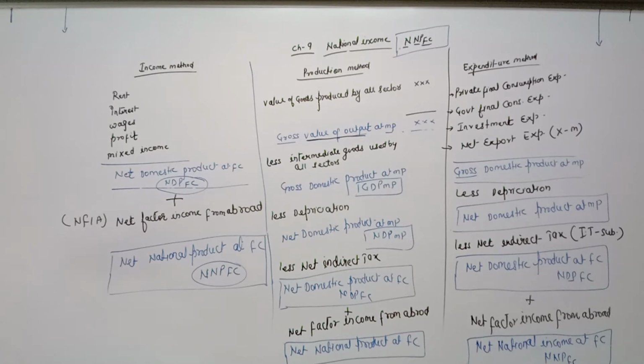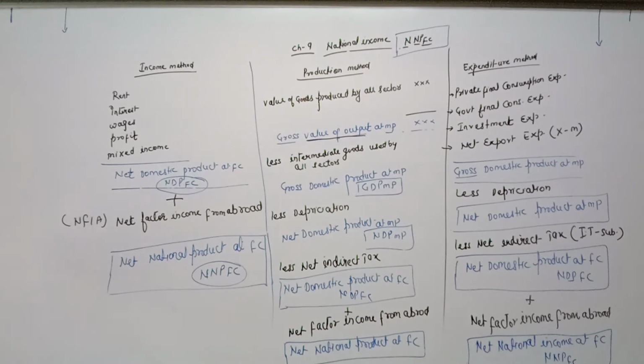Production method, which is also known as output method or value added method. Here first of all, value of goods produced by primary sector, value of goods or services produced by secondary sector, and third, value of goods or services provided by service sector. After adding all these amounts, we will get gross value of output at market price. Then deduct or add different terms one by one.